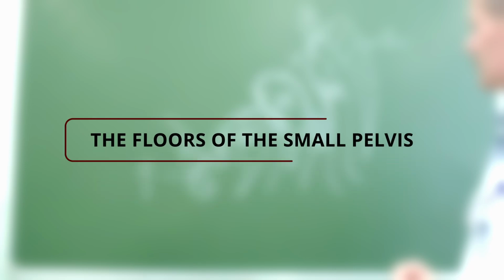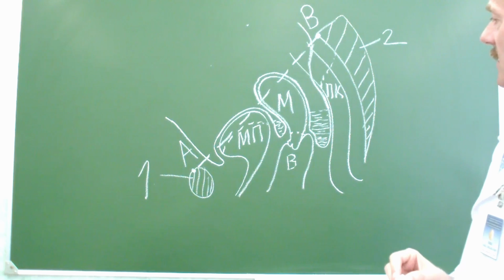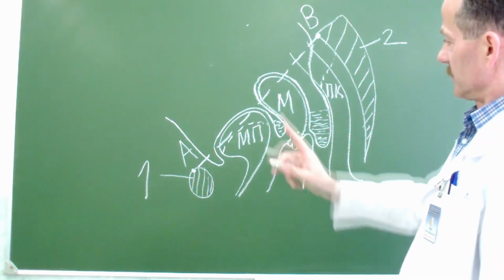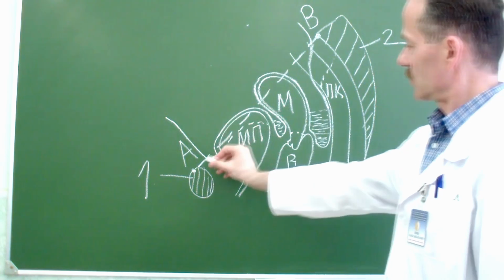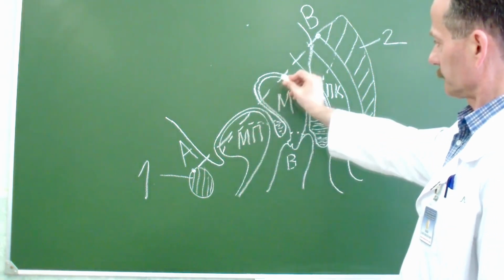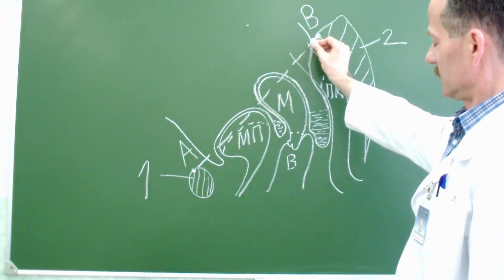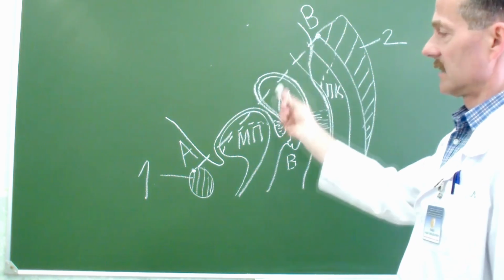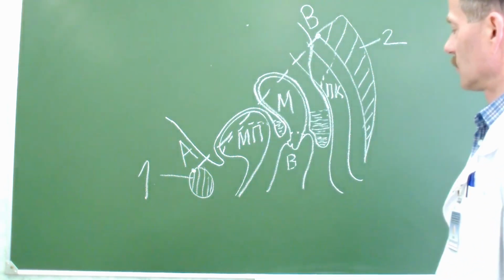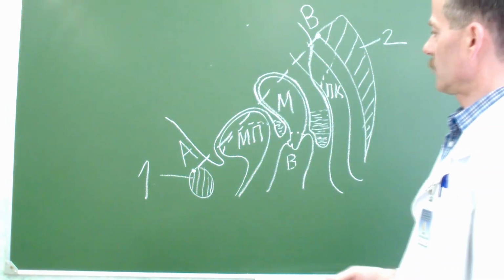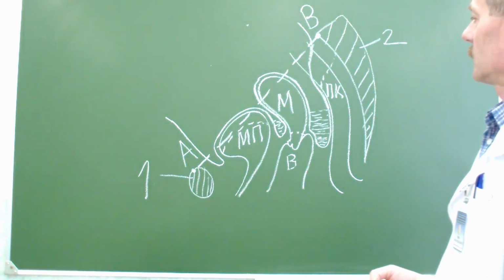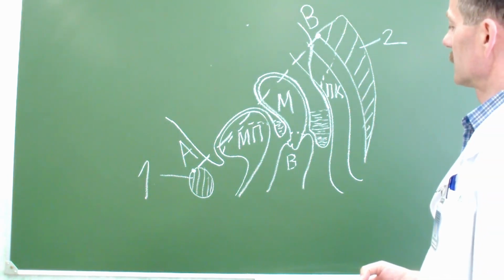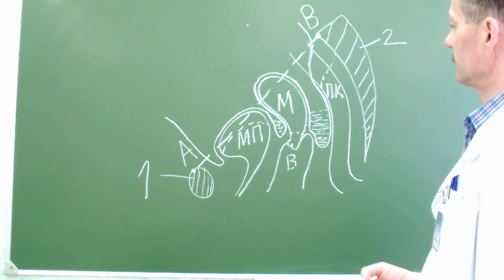The first floor of the small pelvis is called the peritoneal floor. Its contents are organs and parts of organs of the small pelvis covered with peritoneum, as well as organs of the lower floor of the abdominal cavity that are located lower than the terminal line. Small intestinal loops, the great omentum, the sigmoid colon, the appendix in pelvic position.